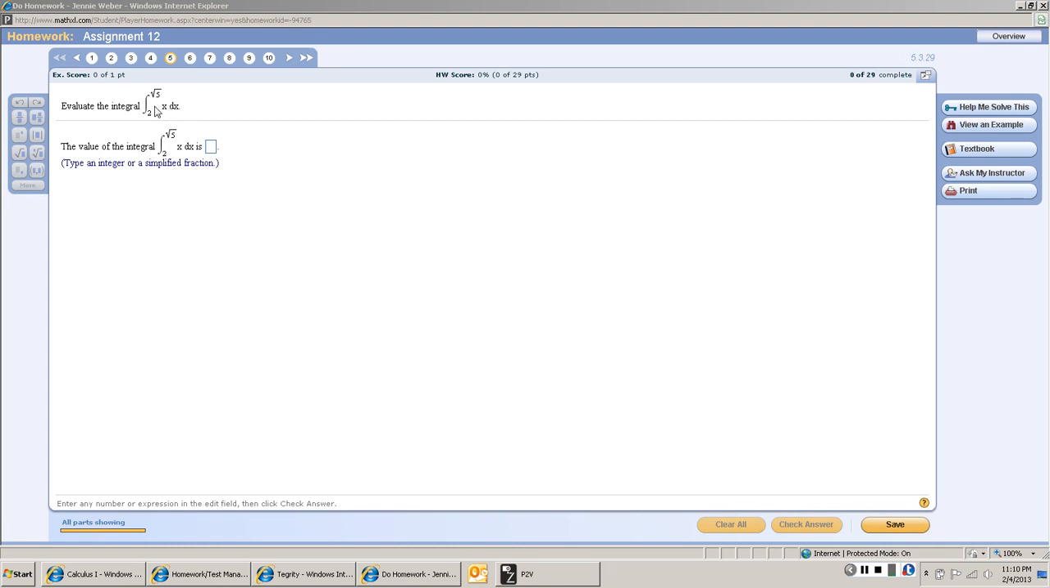We've got this specific chunk, and so that means we can get a specific answer. We're not going to have an equation for the answer here. We're going to have a number. So anytime you have a definite integral, which means you have the values here on the integral sign, you're going to get a number for the answer.